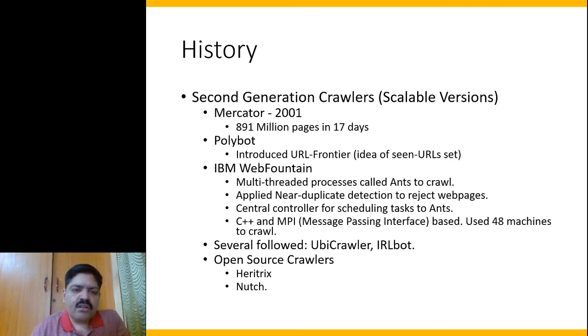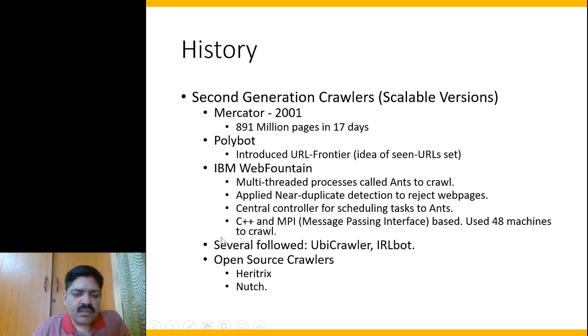The second generation crawlers differ from the first generation crawlers basically on scalability. Mercator, for instance, could fetch 891 million pages in a crawl spread over 17 days. This is a 2001 crawler, and it's been a very popular one in the academic community. We also have Polybot, which introduced this idea of URL frontier, which we will see shortly. We also had IBM WebFountain, which was a multi-threaded process, and these processes were called ants, and the ants were crawling and fetching the pages.